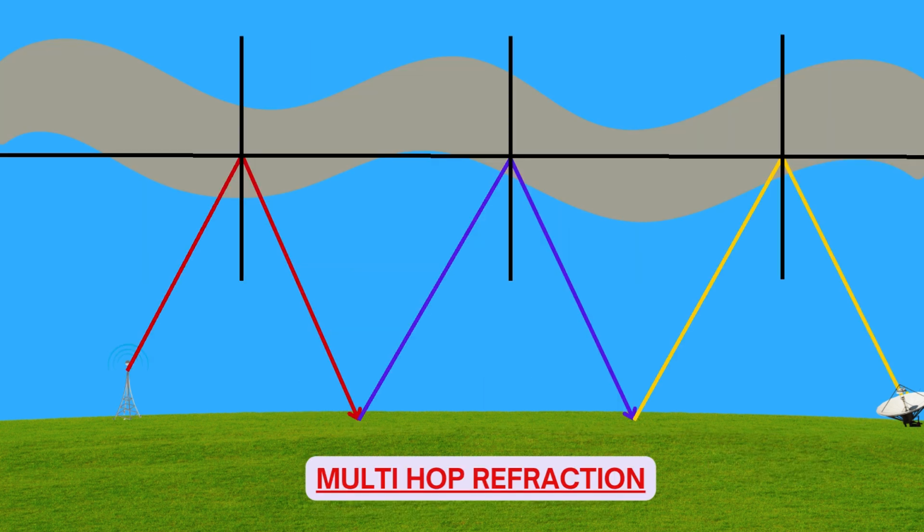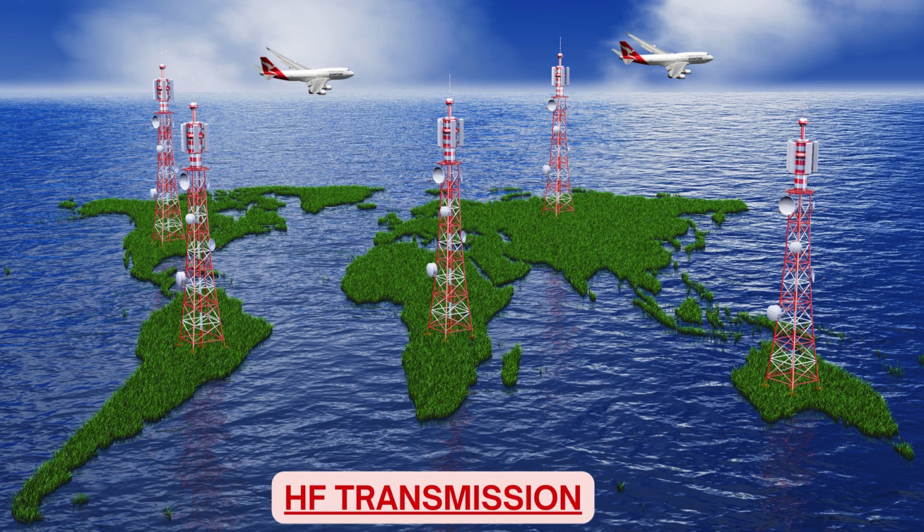Multi-hop refraction. This is a scenario when a radio wave is reflected back from ionosphere, then this sky wave is reflected back from the Earth surface again towards ionosphere for a second reflection, and this cycle goes on. This is called multi-hop refraction, and multi-hop sky wave can achieve ranges of as much as half the diameter of the Earth.